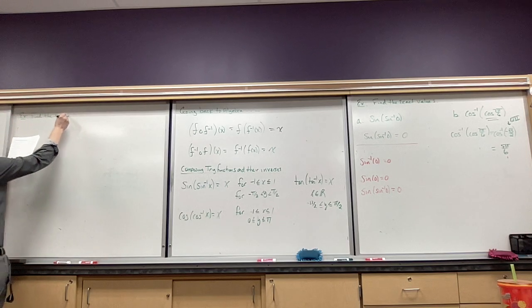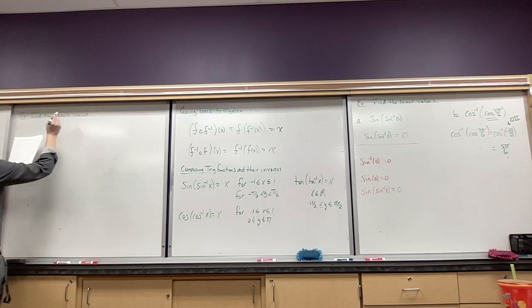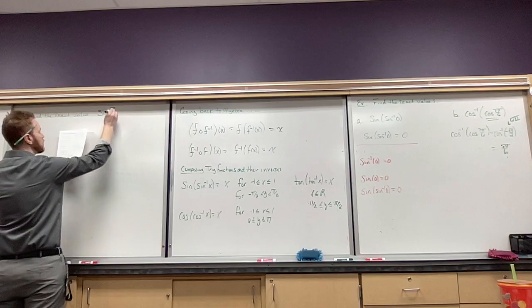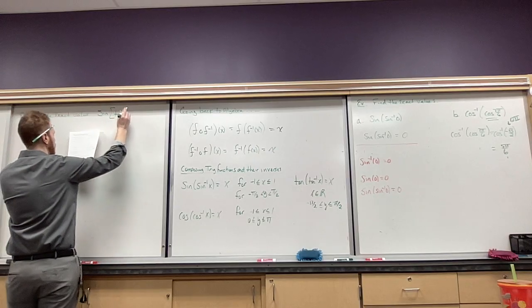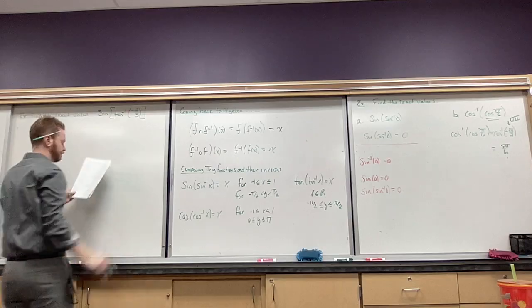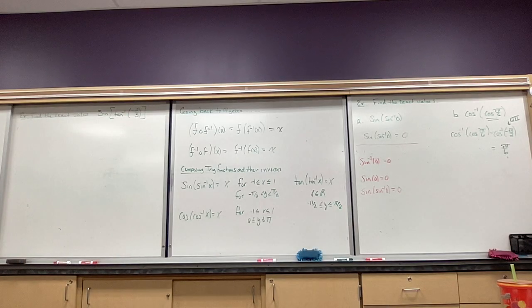So again, find the exact value of, I'll put it up here, sine of the inverse of tangent, negative 2/5. Okay. And negative 2/5, that's not under unit circle, right? That's not one of our special angle values. So I'm going to have to do a little bit of work to figure out what this is doing.